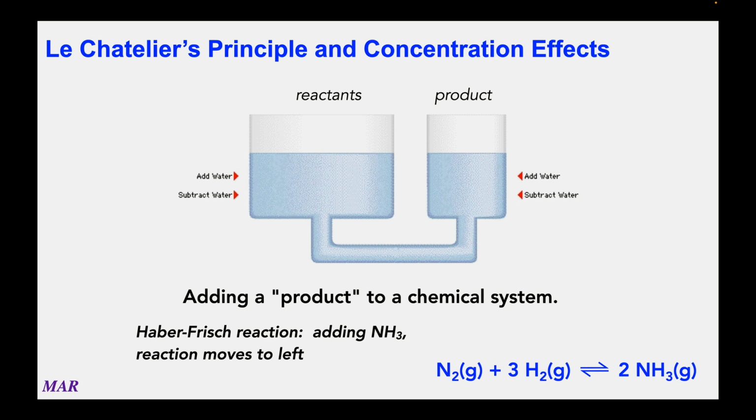Well, here, we're adding more product. And adding product will shift it to the left-hand side. You'll make more reactants, so this would be a shift to the left. And again, all these things can be understood if you just remember that when adding something, you're going to shift the reaction to the opposite side of what you're adding. So if you add a product, it's going to shift to the reactant side. If you add a reactant, it's going to shift to the product side.